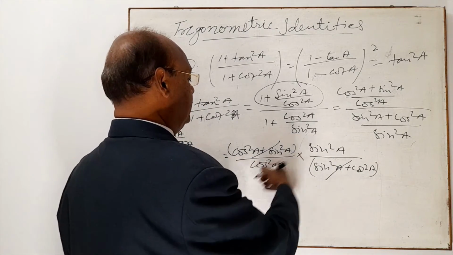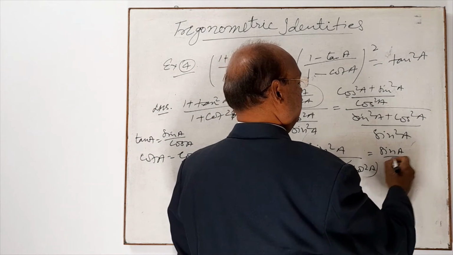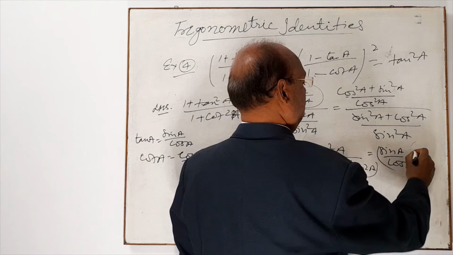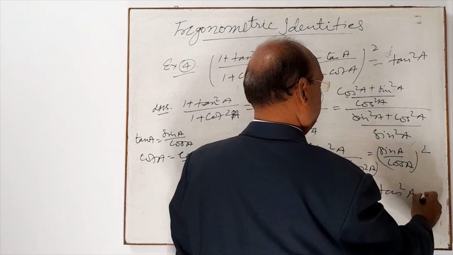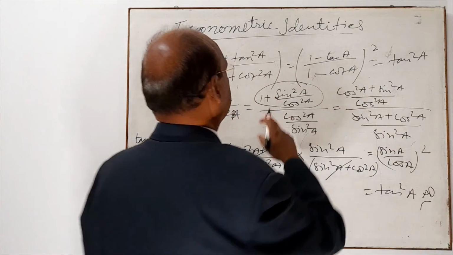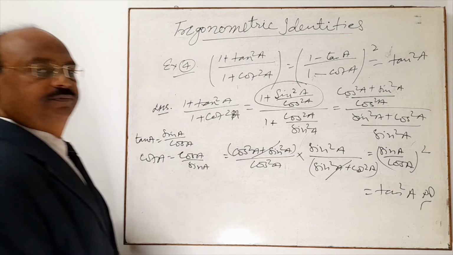Finally, we are getting sin²A/cos²A, which can be written as (sin A/cos A) whole square, and this is tan²A. This part has been proved. This much is equal to tan²A. Correct?